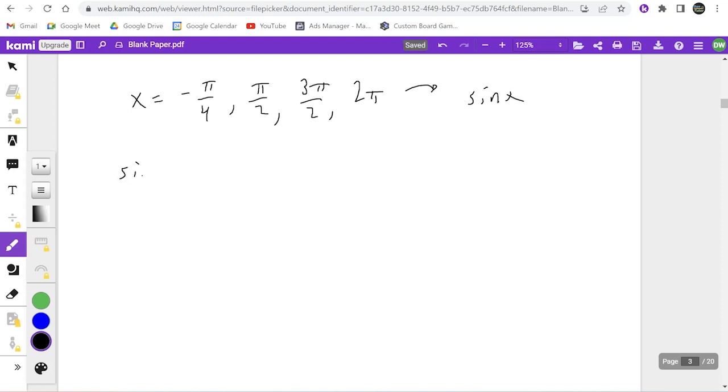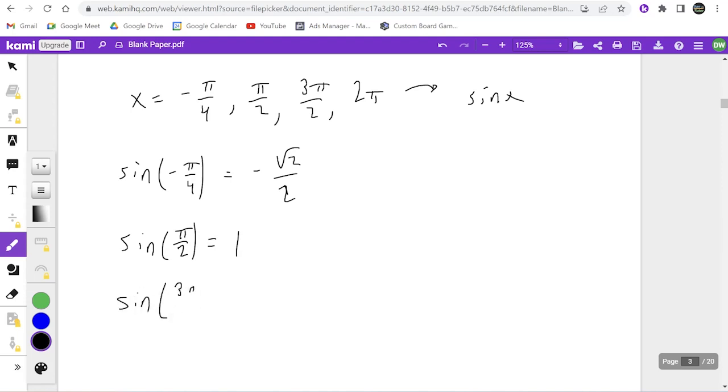So first, the sine of negative pi over 4. I'm just going to do all these. I don't care if you know them or not. If you do, give yourself a pat on the back. Either way, I'm going to say them. Negative pi over 4 is going to be negative root 2 over 2. Then sine of pi over 2 is just positive 1. Sine of 3 pi over 2 is negative 1. And then the sine of 2 pi is 0.